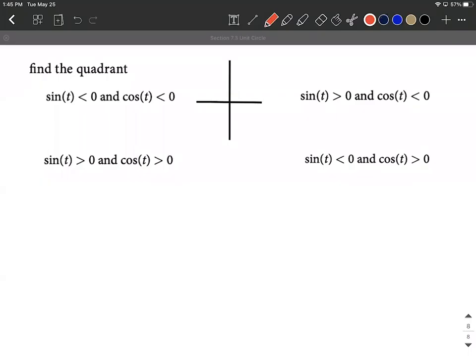Okay, let's find the quadrant where our angle is going to reside. In each one of these, we're given some information about sine and cosine along the way, and our goal is to pick out the right quadrant that has these traits. How I like doing this is with this nice phrase: all students take calculus.